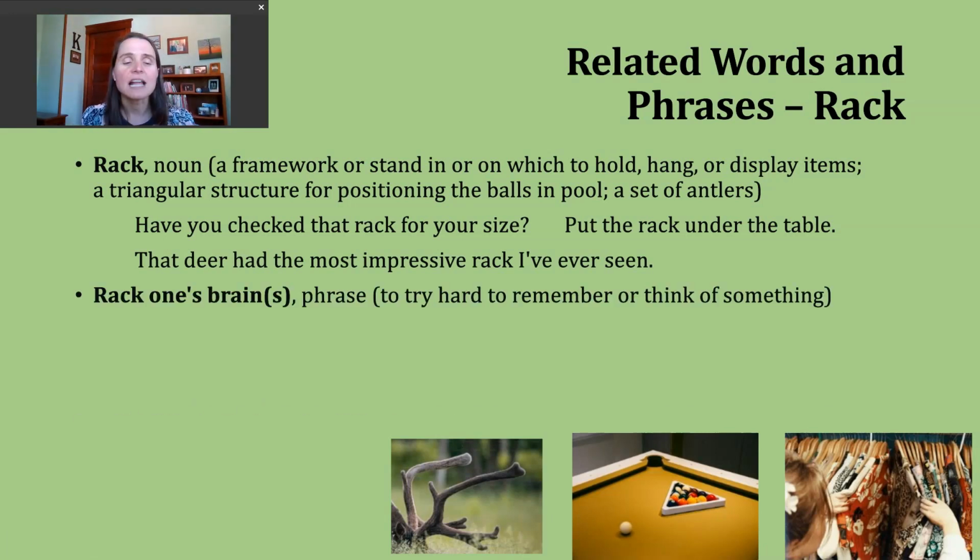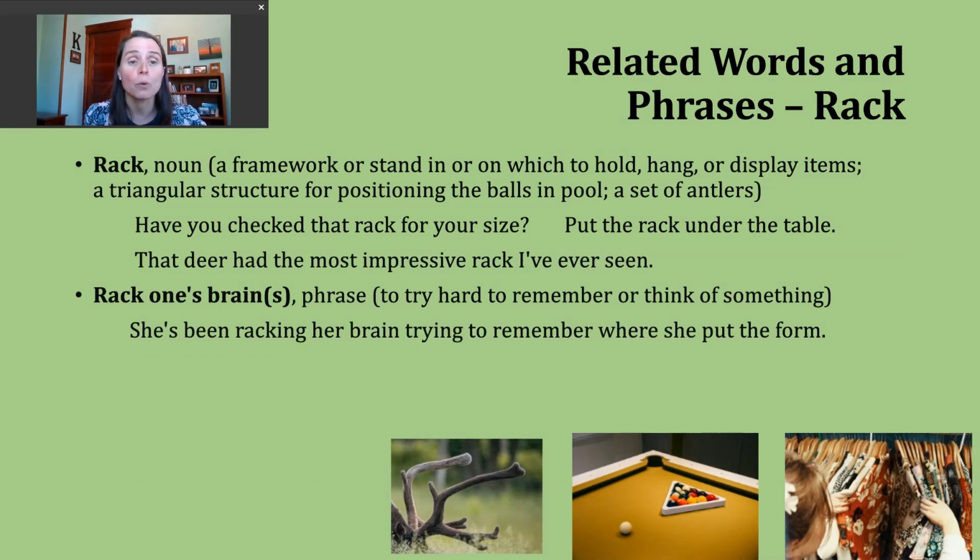Now I have a couple phrases that you might occasionally encounter. You might hear someone talking about racking their brain or brains, right? It gets used both singular and plural there. It really just means someone is trying very hard to remember or think of something. An example of this might be, she's been racking her brain trying to remember where she put the form, right? Maybe this has happened to you where you think you have something in a certain spot and it's not there, and then you have to sit and think, okay, where did I put this, right? And here, when you really can't find something, this action of trying hard to remember might continue for a while.